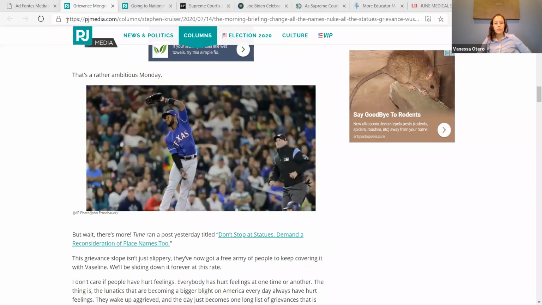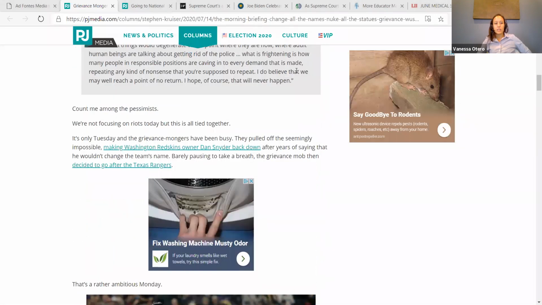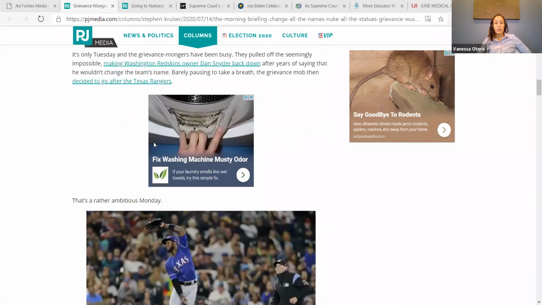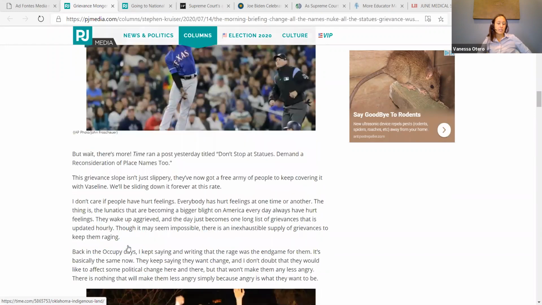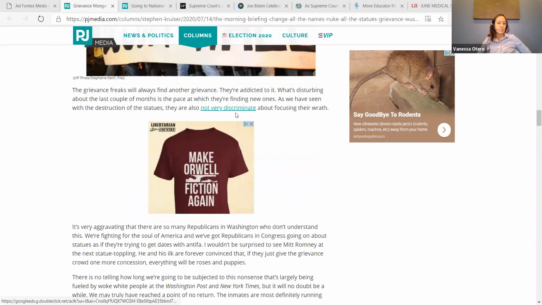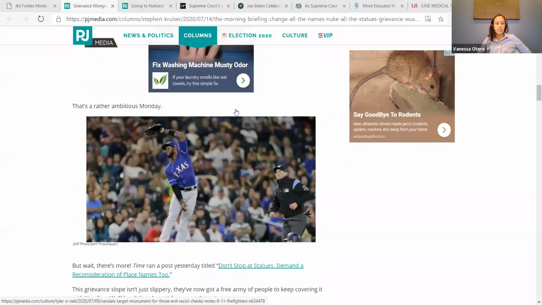I do want to do the same exercise about looking at the links. This link here is a link to townhall.com, which is another right-wing website, but at least it's not this website. This one is a link to Time Magazine. That's at least not this website. So we can verify some of these hyperlinks. This hyperlink, not very discriminate, is a link to PJ Media, this same site.